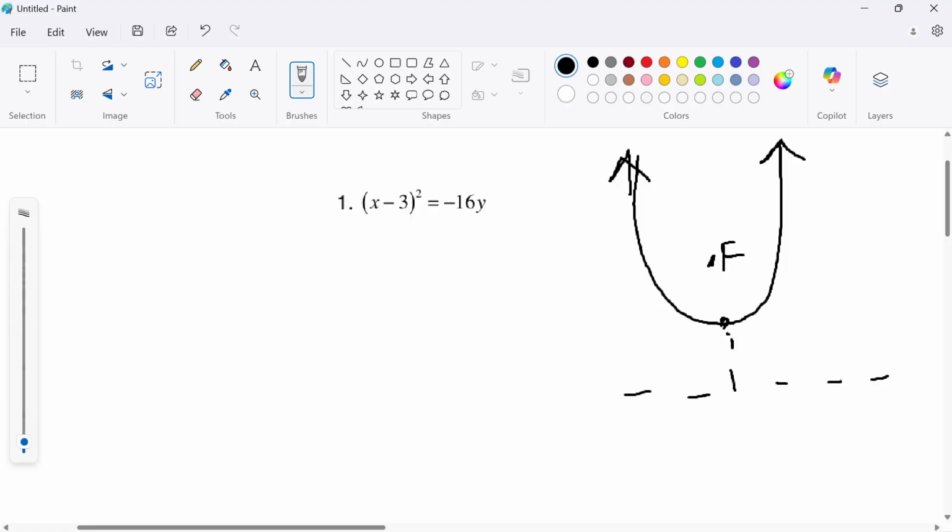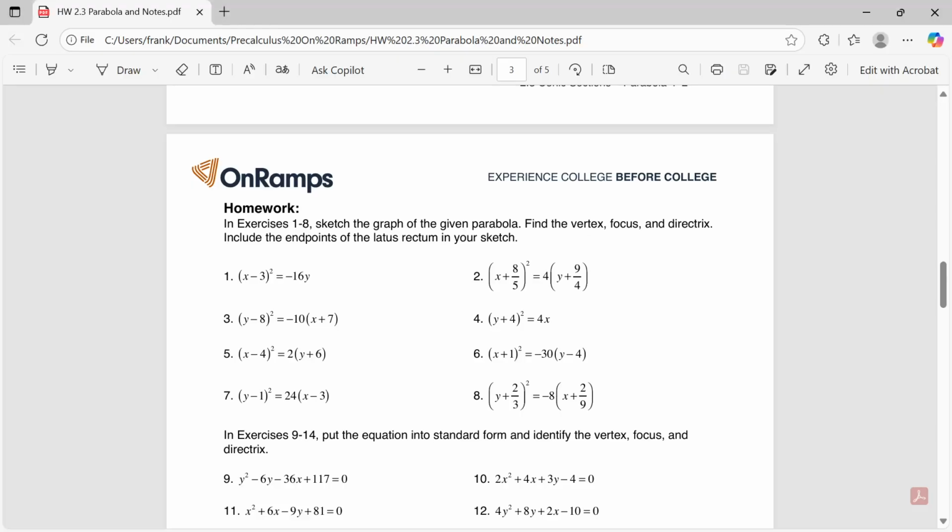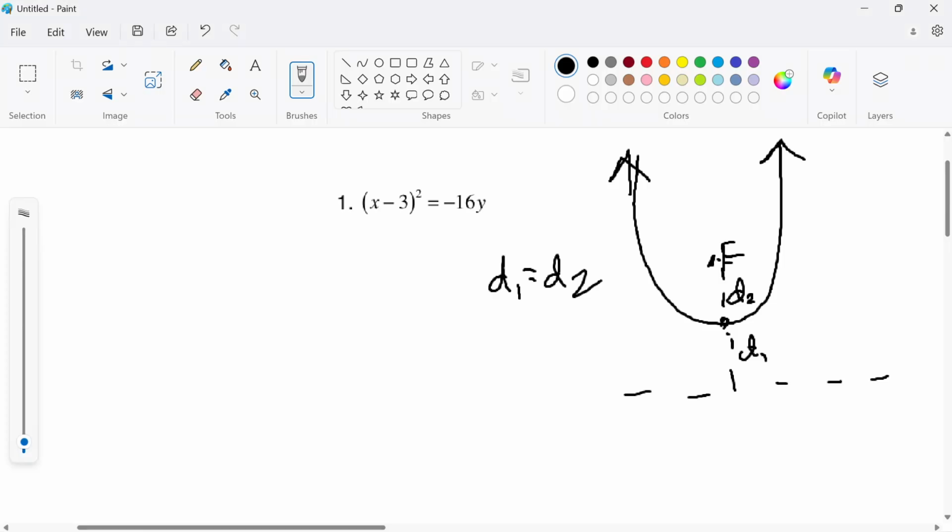The distance from the vertex to the focus and the vertex to the directrix, those are equal. What else does it want? It wants the vertex, focus, directrix, include the endpoints of the latus rectum in your sketch. Here's a latus rectum, that's the diameter, a line parallel to the directrix and across the focus, and that equals 4p.